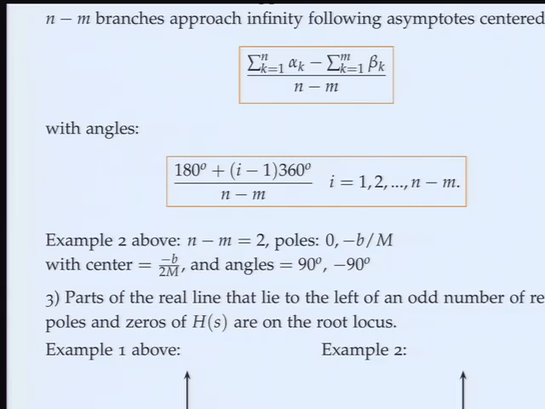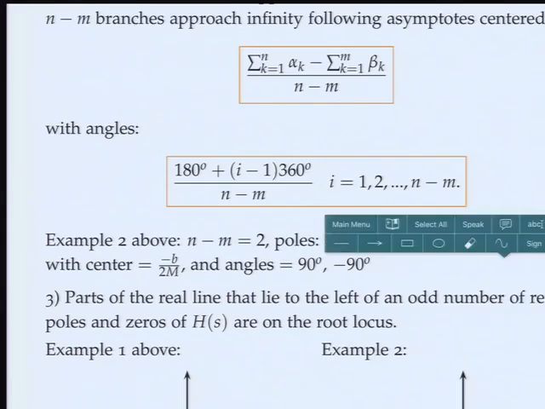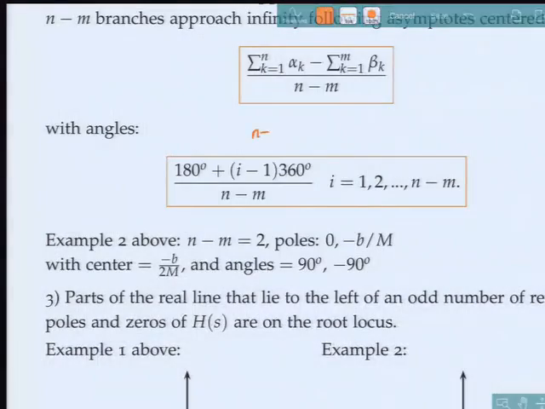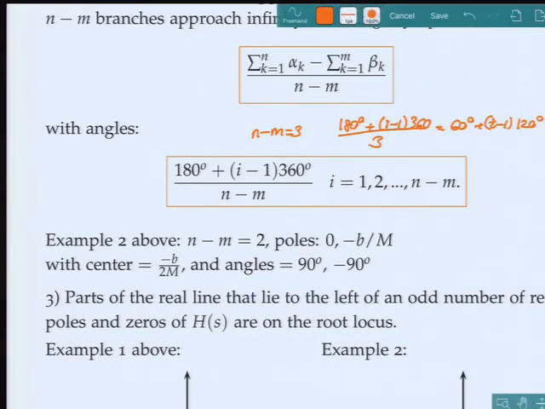If that's 3, can you tell me what happens then? Let's say n minus m is equal to 3. What are the angles of the asymptotes? Yeah, 180 plus (i minus 1) times 360, divided by 3, right? And n minus m goes in the denominator. So that's 60 plus (i minus 1) times 120. So for i equal to 1, we have an asymptote that makes 60 degrees. For i equal to 2, we add 120 to it, so that becomes 180 degrees.